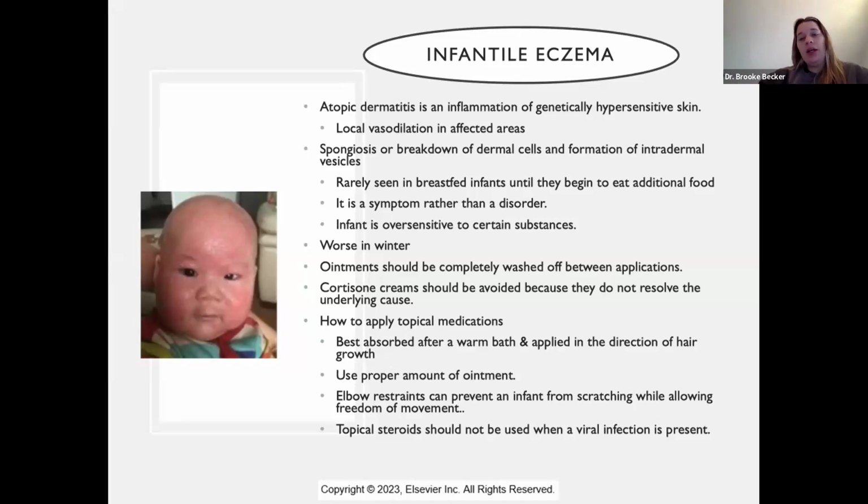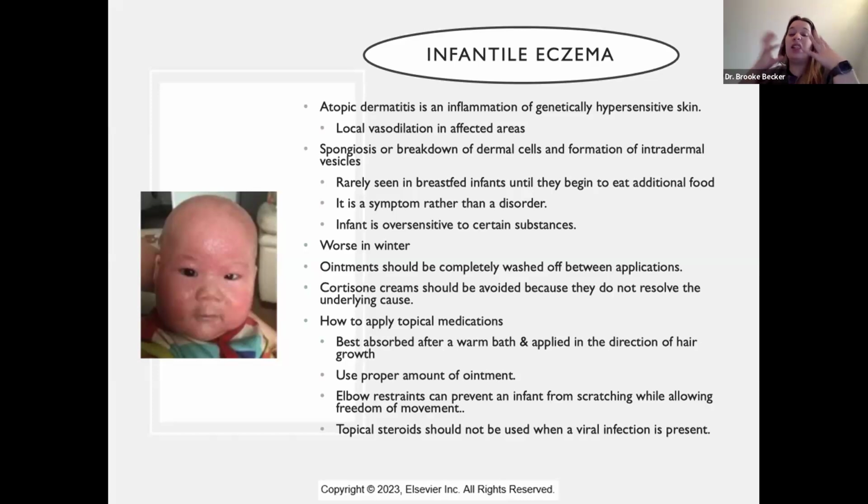So kids with eczema, you want to tell parents that once they're done with their bath, make sure that they had a warm bath, okay? And then they should not totally dry off. They can drip dry a little bit. Then you put their topical medications on in the direction that their hair grows. That's how it will be absorbed the best. Like I said, ointments are usually better than cream, so usually ointments are utilized.